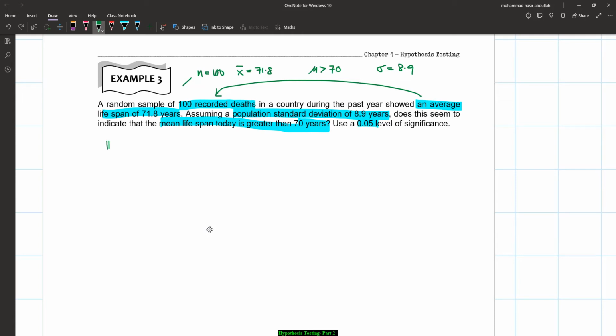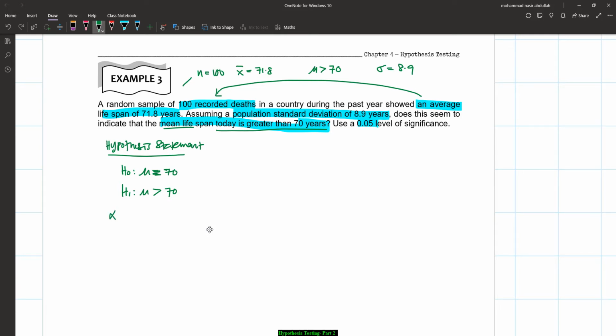So first step is hypothesis statement, right? So null hypothesis will be mu equal to 70 years, and alternative hypothesis will be mu more than 70 years. So dia kata kat sini mean life span today is greater than 70. So this is the claim. So we want to test whether the mean is equal to 70 or more than 70.